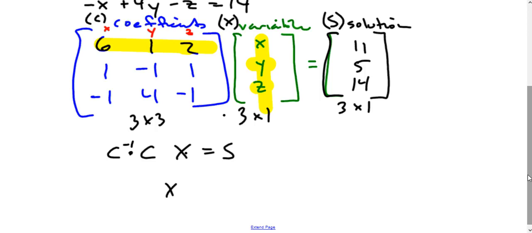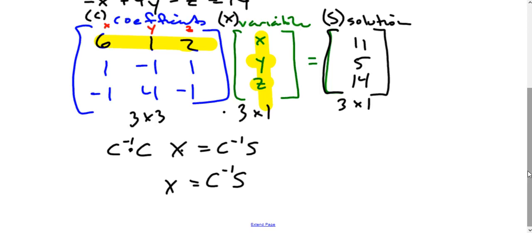Whatever I do to one side, remember, I also have to do to the other. So I'm going to take the inverse of C times, make sure you put that on the left side, and you have that. So we take the inverse of C times S, and that will give us matrix X, what X will equal.